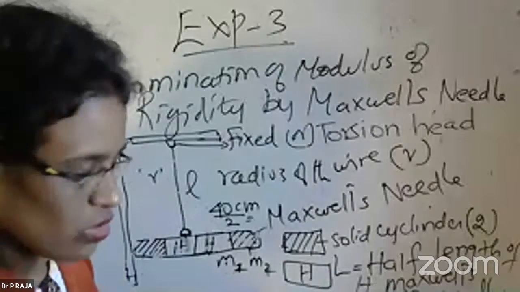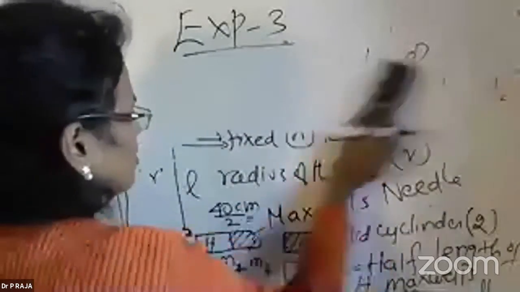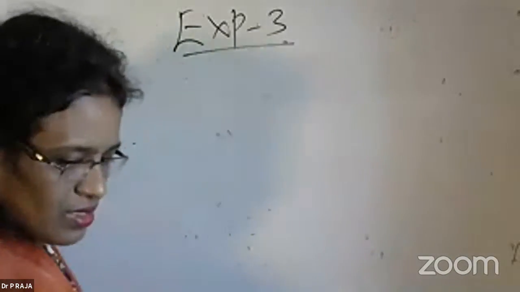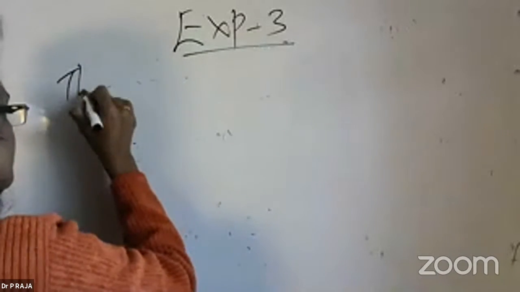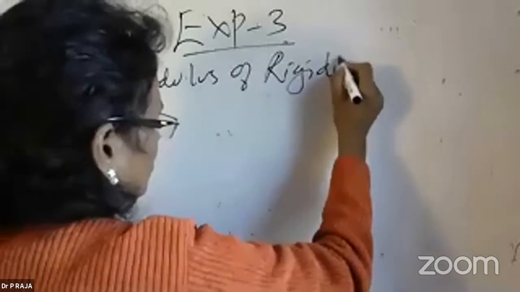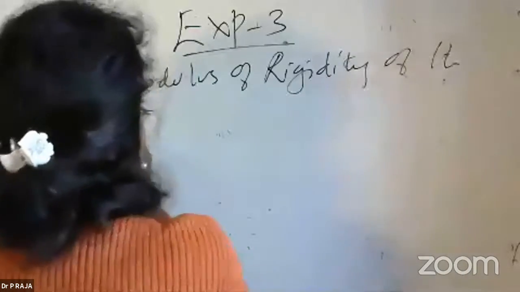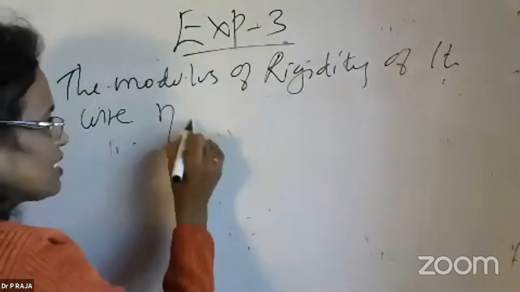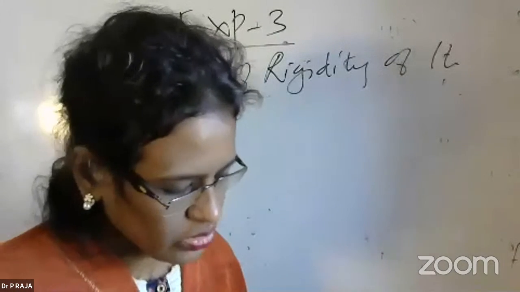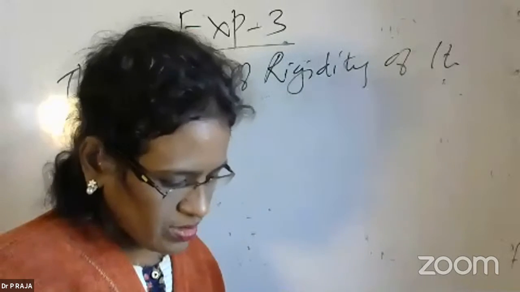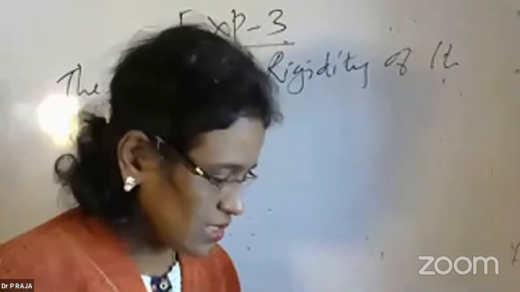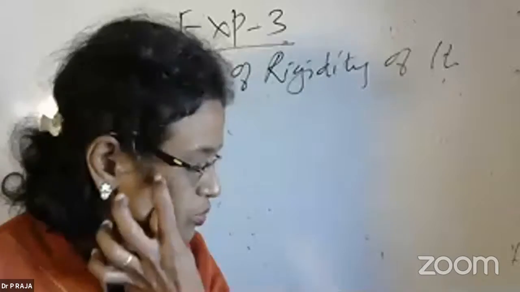Now we will go on to the formula, the modulus of rigidity. There is a big theory that you don't have to write, just write the formula. The modulus of rigidity of the wire can be found out by eta is equal to, there is a formula for it. Please go through the theory and study. Because of the online classes, we are not going into detail of the theory. You will write this formula correctly.